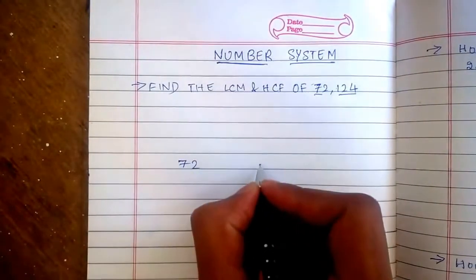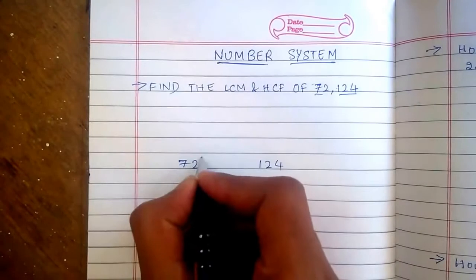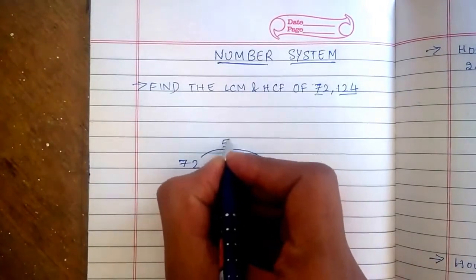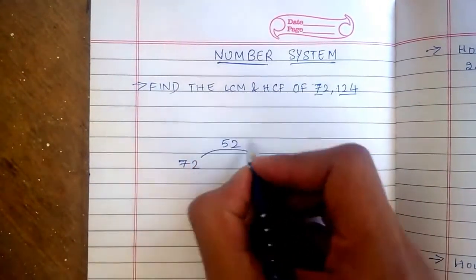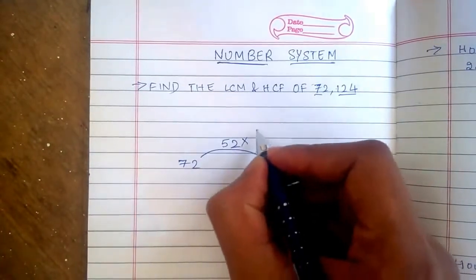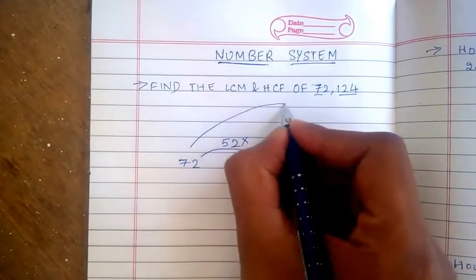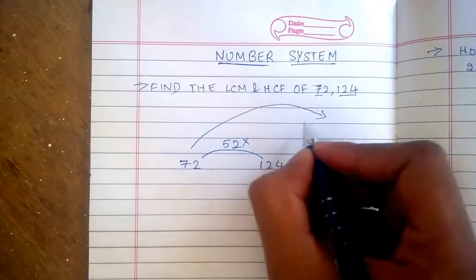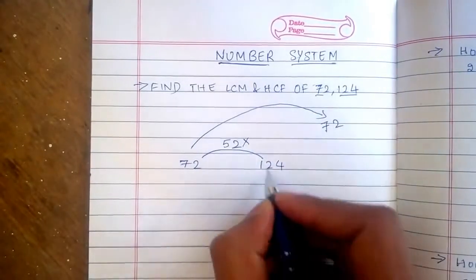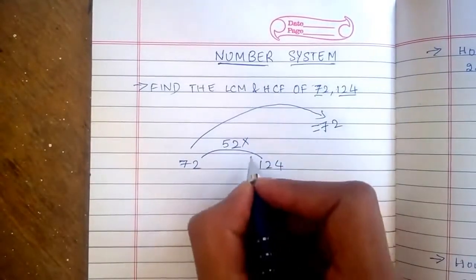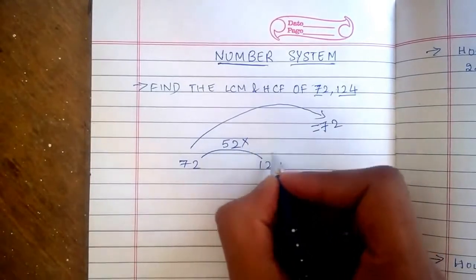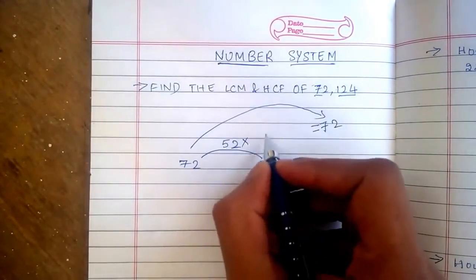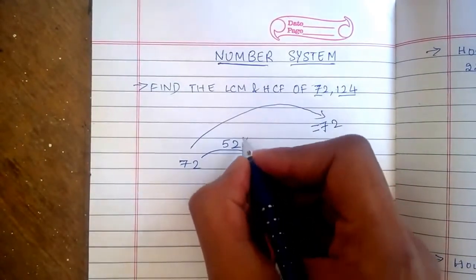Write the numbers, take the difference between the numbers, that comes to be 52. Now this 52 multiplied by some number should give us the answer 72. To get the answer as 72, we have to multiply this by some number. We see that it is a fraction and it is not a whole number.